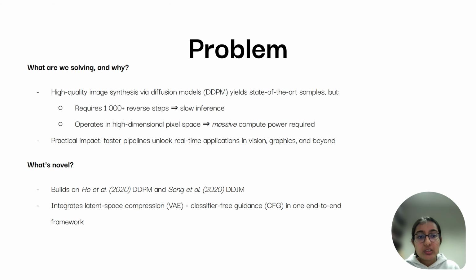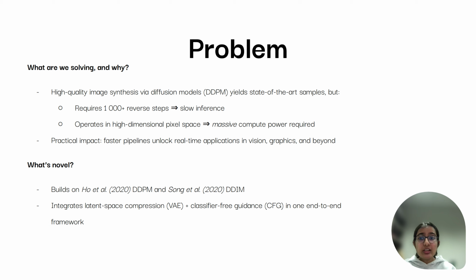So, what is the problem we are tackling? We all know that diffusion models are a class of generative models that create data, such as images in this case, by reversing a gradual noising process. DDPM is very good at generating high quality images and has state of the art output. But it requires over 1,000 of these reverse steps, which means very slow inference time, and it also operates in high dimensional pixel space, for which massive compute power is required.